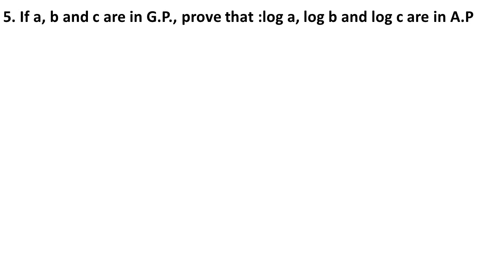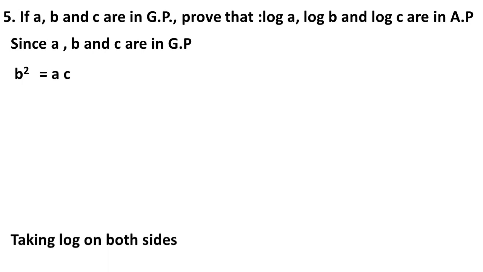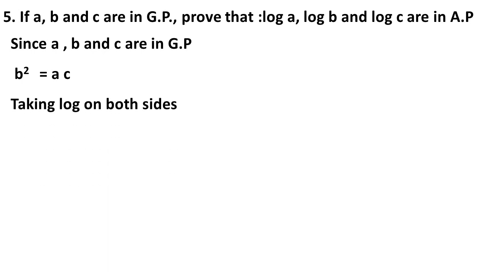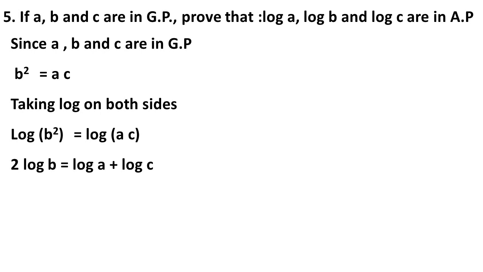We know that in GP we will consider the common ratio and in AP we are going to consider the common difference. As the terms A, B and C are in GP, just now in the properties we know that b square is equal to AC. When b square is equal to AC, let us take log on both the sides. What happens? Log b square is equal to log AC. How to represent log b square? It is 2 log b is equal to, open the bracket, log a plus log c.